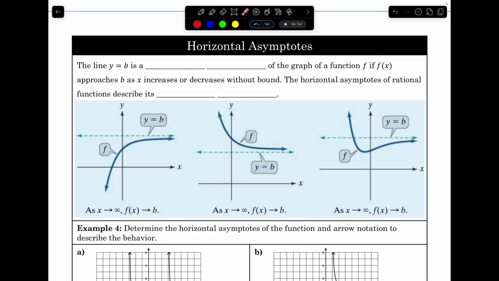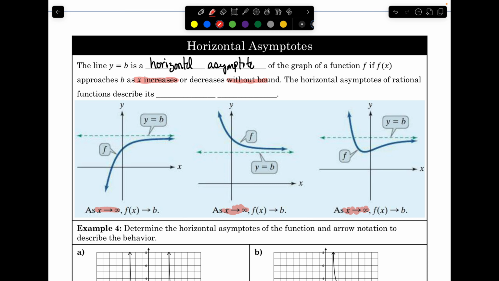The line y equals b, which is going to be a horizontal line, is a horizontal asymptote of the graph of the function if f of x approaches this line as x increases or decreases without bound. Even though it does happen on both ends, we're only going to be focusing on x increasing without bound. So in other words, as x is getting closer and closer to infinity, all right?